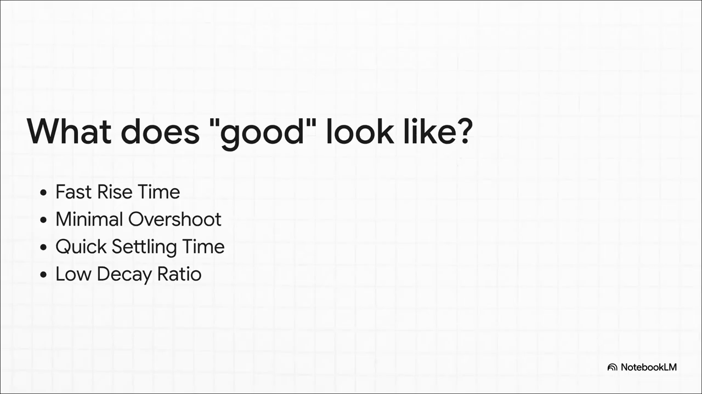So what does a good response actually look like? Well, imagine you change your target. You want the system to get to that new target quickly, right? But you don't want it to swing wildly past it. That's called overshoot. After that, you want it to stop bouncing around and just stabilize at the new target as fast as possible. The dream is a response that's fast, precise, and super stable.